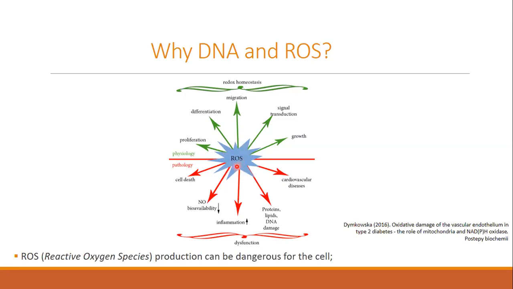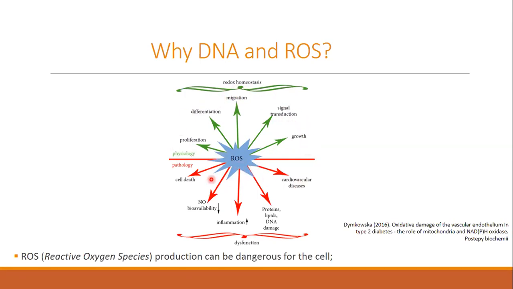But as you can see, reactive oxygen species are not always dangerous for our cell because they are also an indicator of the presence of oxygen inside our cell. They are involved in particular processes, like for example cellular growth. When, for example, the activity of mitochondria increases, it means that cells are going to proliferate more. And so on, you can see that they are involved in many cellular pathways.